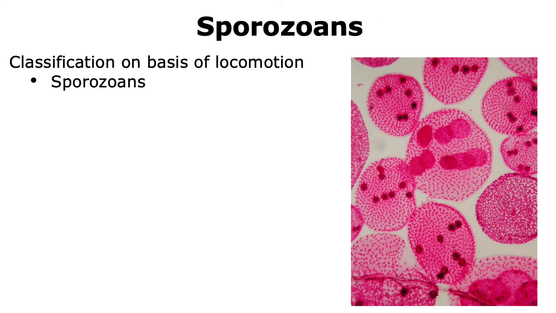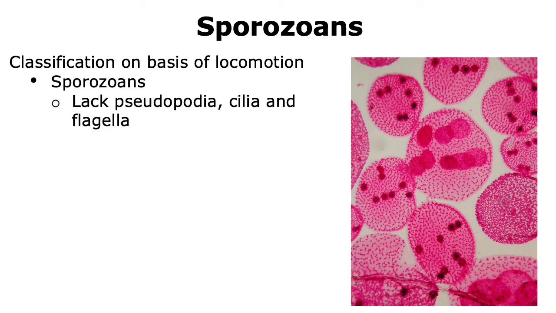Sporozoans are protozoa that do not have pseudopodia, cilia, or flagella. They are able to move around through a gliding motion, and one of their characteristics is their ability to form spores.